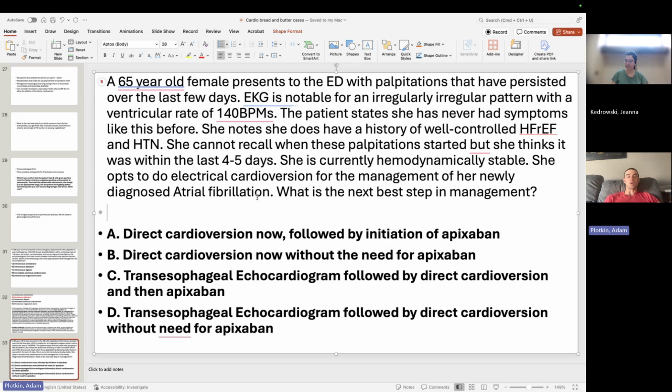So one, I'll tell you absolutely right. Getting it down to C and D, perfect, right? We want to do a transesophageal echocardiogram, right?